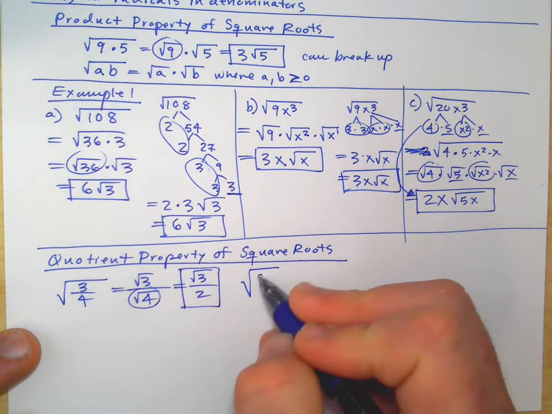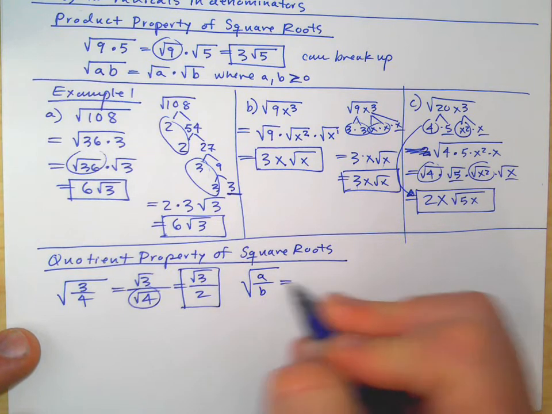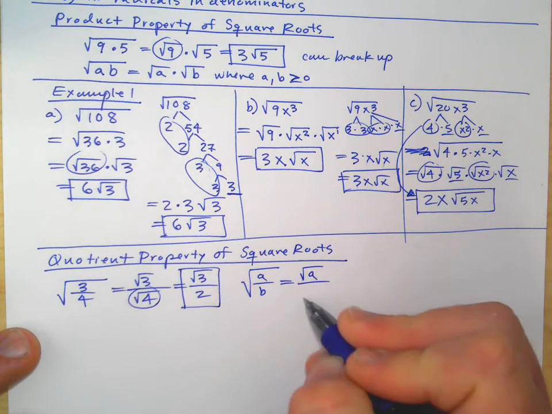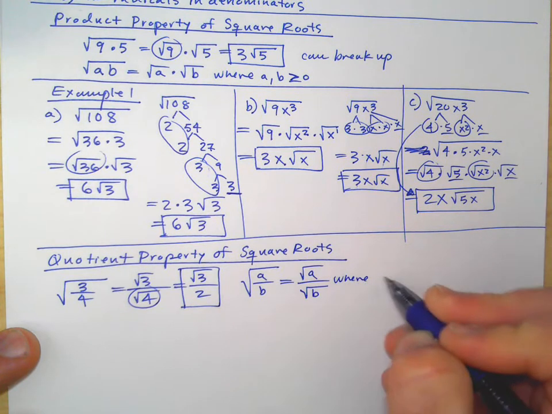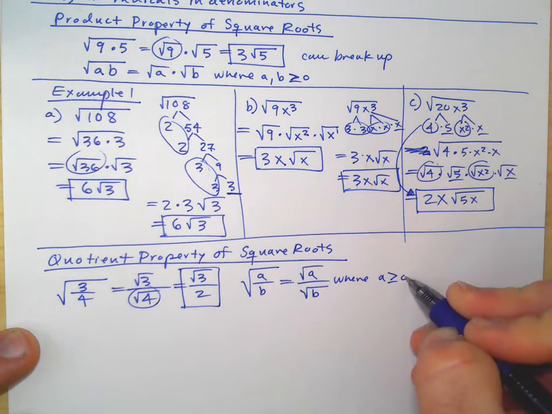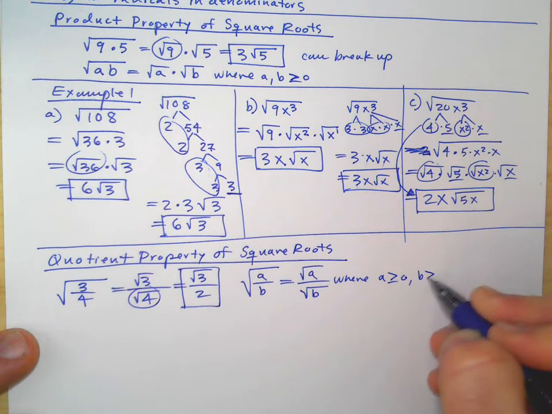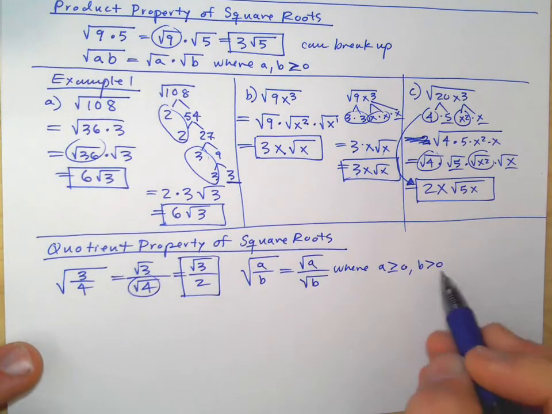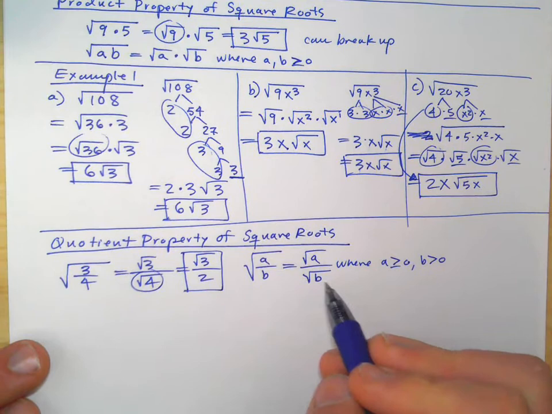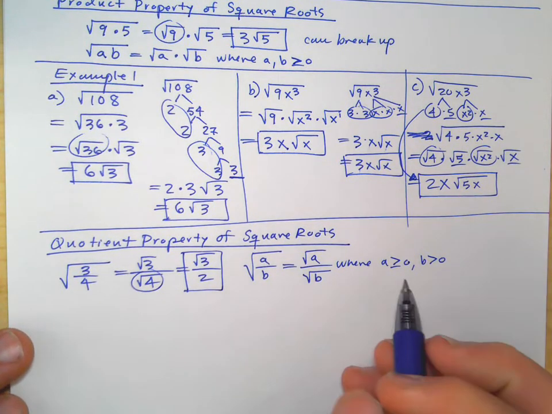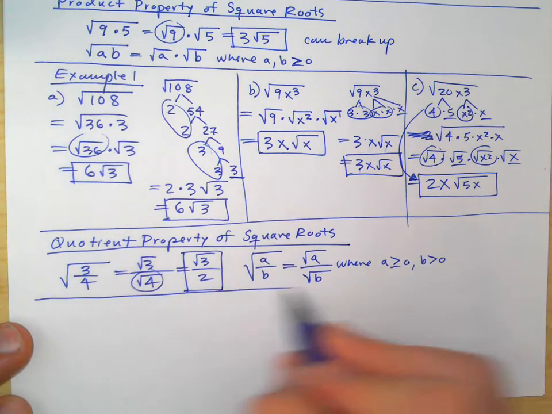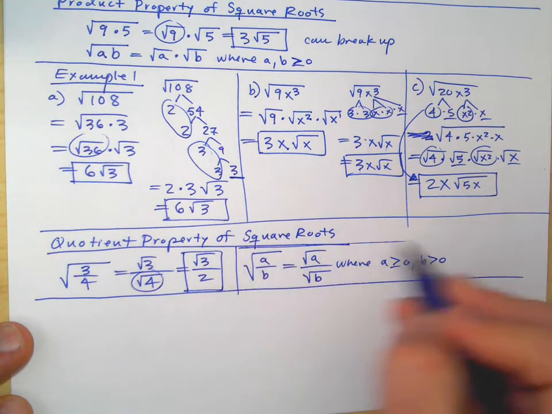And so a generic way of writing this is the square root of a over b is going to be the same thing as the square root of a over the square root of b separately, where a is greater than or equal to 0. It's got to be positive or 0. And b is greater than 0. B has to be positive. It can't be 0 because if it was, you'd have a 0 in the denominator and you get division by 0. That's undefined. Okay, so this is another rule we can use.